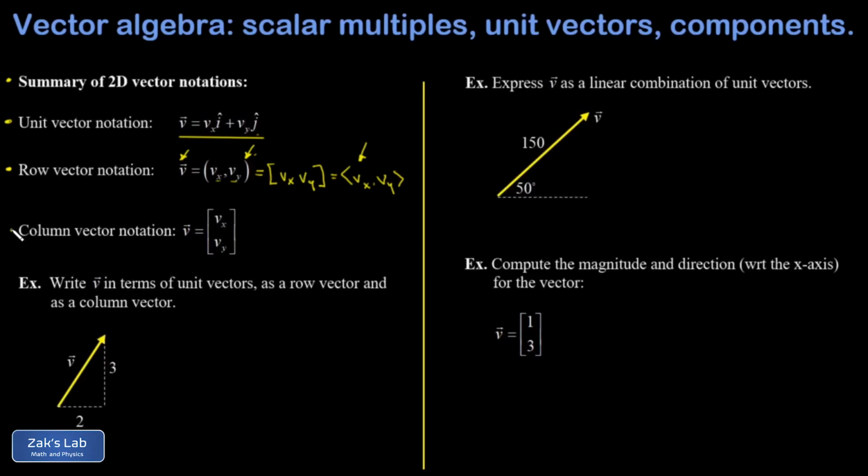Finally, we have the column vector notation. So you can just list the coordinates of your vector vertically and wrap it in brackets or parentheses, or in some math textbooks, giant pointy brackets.